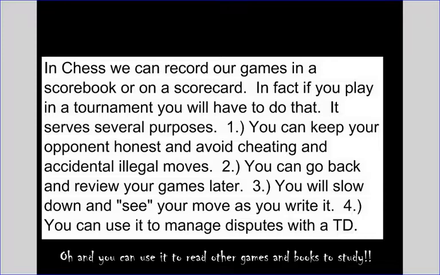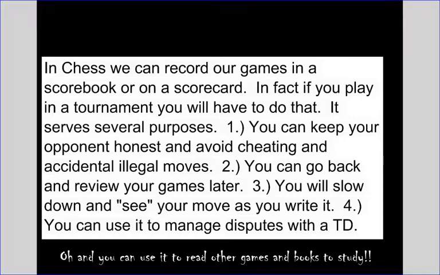In chess, we can record our games in a scorebook or on a scorecard. You'll see my scorebook in the video you get to see later. In fact, if you play in a tournament, you will have to do that. All tournaments require that you keep records.